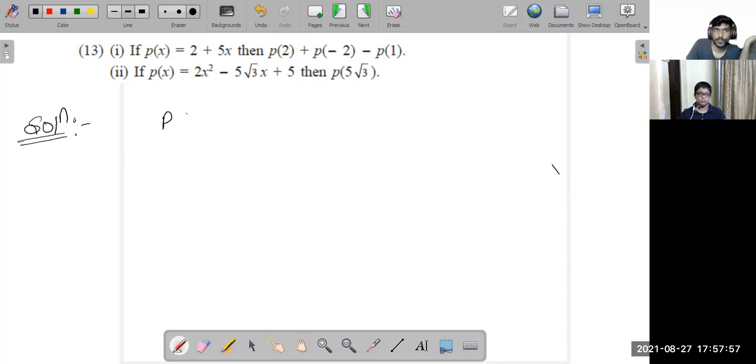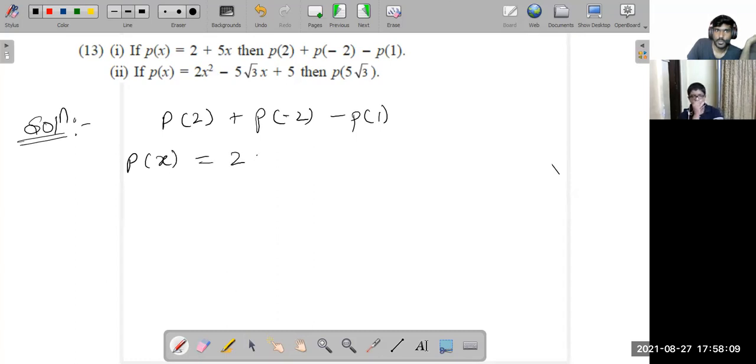You have to find out p(2) plus p(-2) minus p(1). The polynomial is given, p(x) equals 2 plus 5x. Okay, so we have to find this value. What is this value? We have to find out. So first you separately find out p(2).